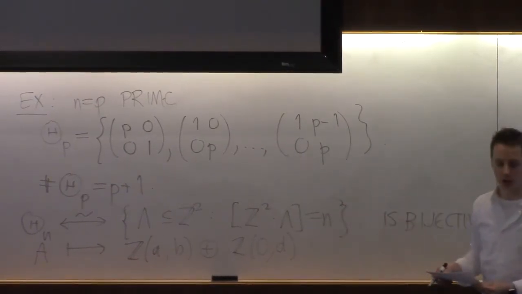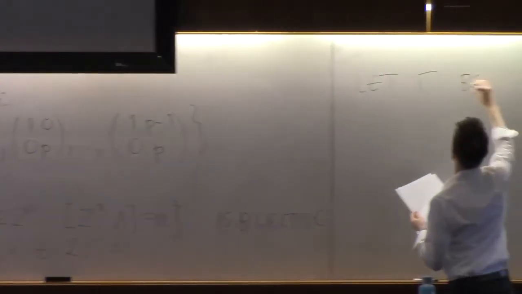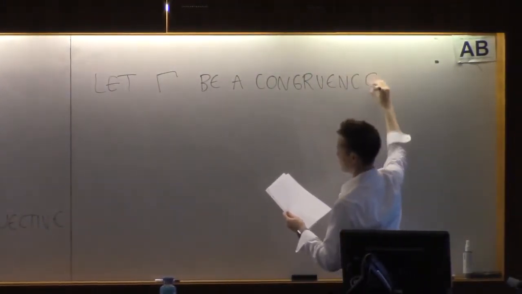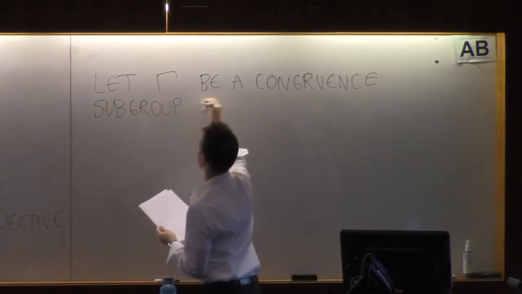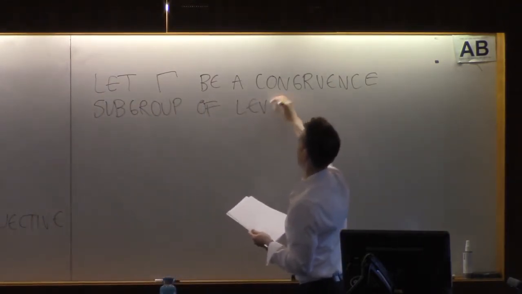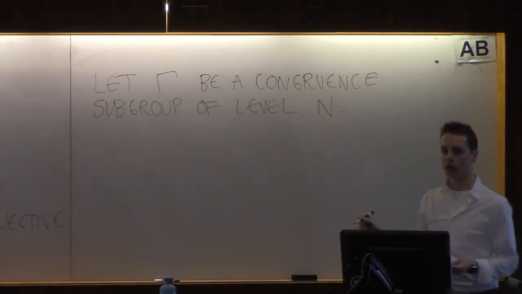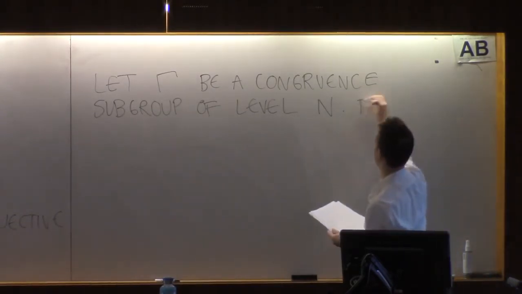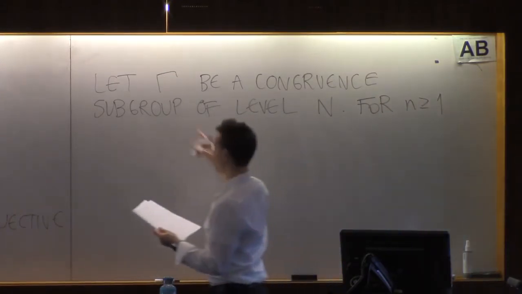Just you have a set of matrices, okay? So now let gamma be a congruence subgroup. Congruence subgroups, remember, have a level N. That's the smallest positive integer such that gamma of N is contained inside the group gamma. So here's how we define Hecke operators for modular forms on gamma.